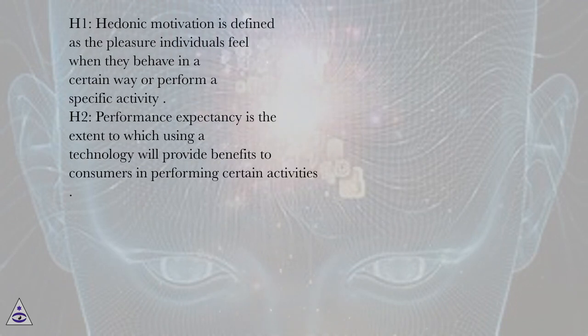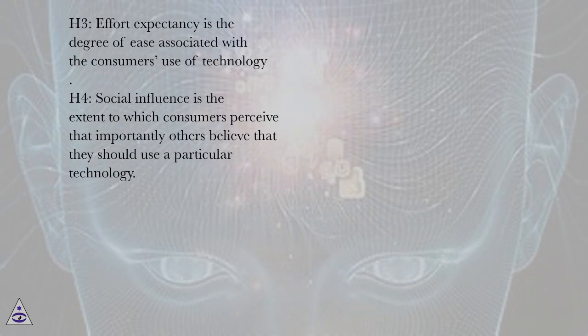H1, hedonic motivation is defined as the pleasure individuals feel when they behave in a certain way or perform a specific activity. H2, performance expectancy is the extent to which using a technology will provide benefits to consumers in performing certain activities. H3, effort expectancy is the degree of ease associated with the consumer's use of technology. H4, social influence is the extent to which consumers perceive that important others believe that they should use a particular technology.